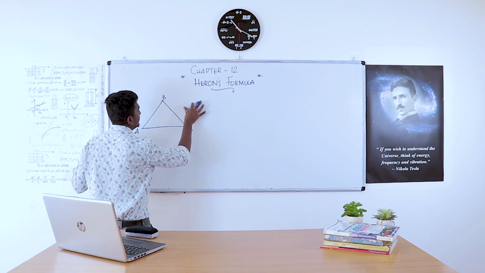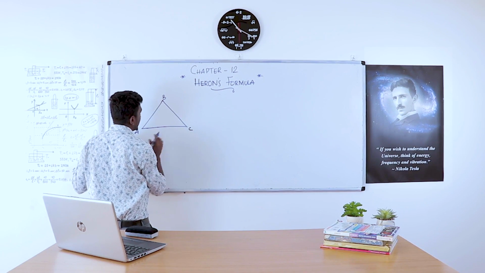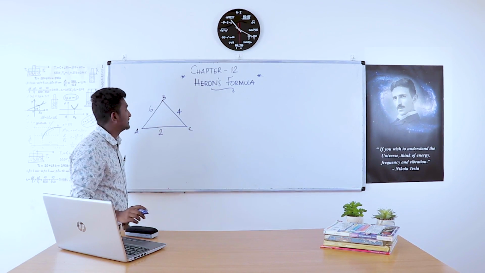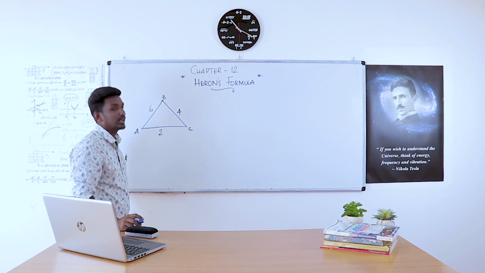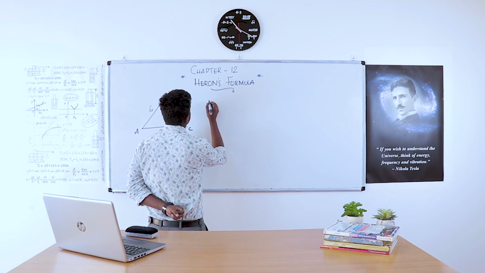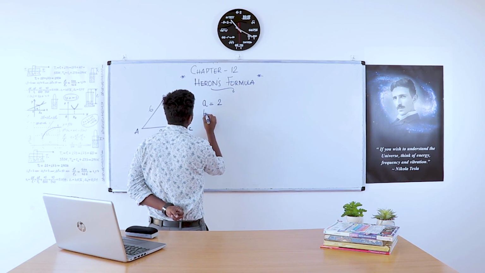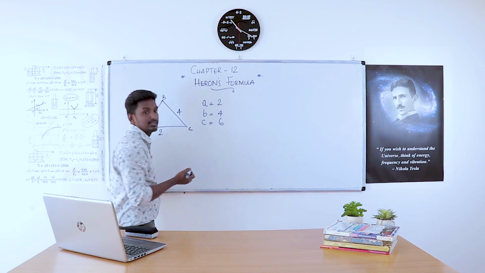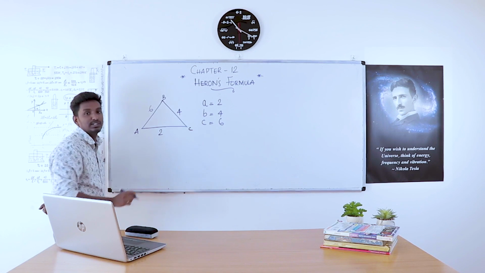Now look, if the sides of the triangle are given as 2, 4 and 6, how will we find the area of this triangle? First of all, we have to find the semi-perimeter s. So the given sides are a equal to 2, b equal to 4 and c equal to 6. These are the three sides of the triangle.